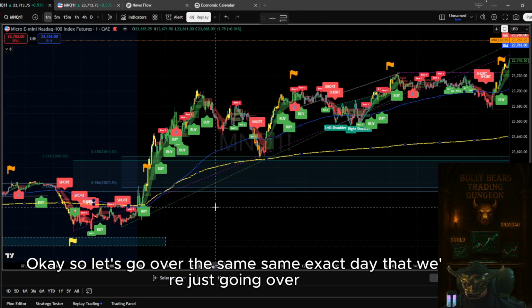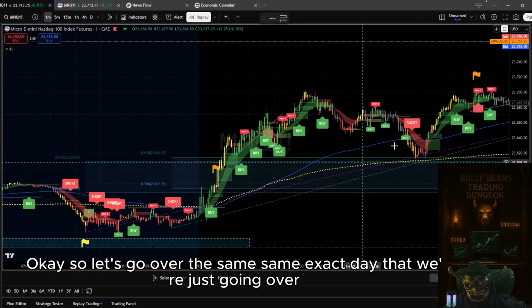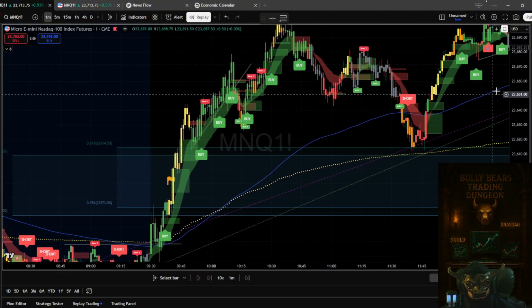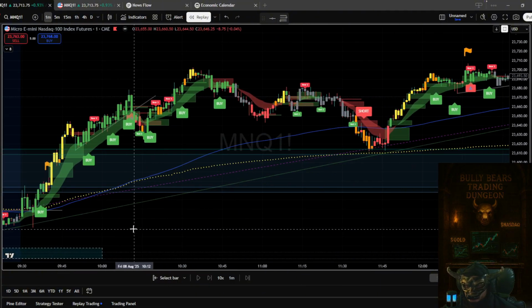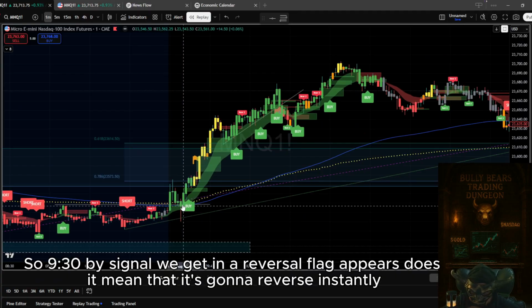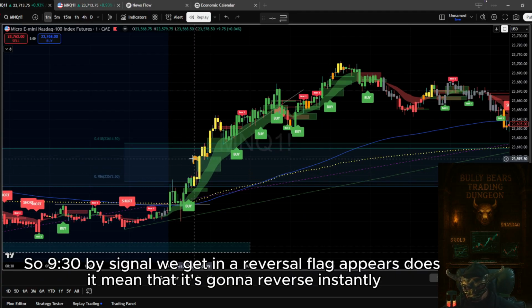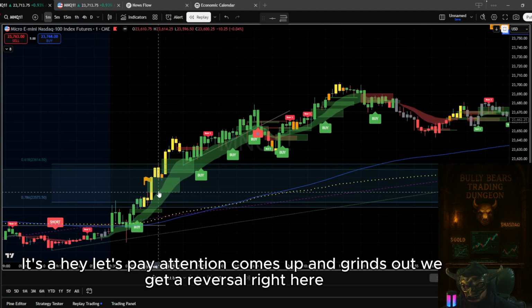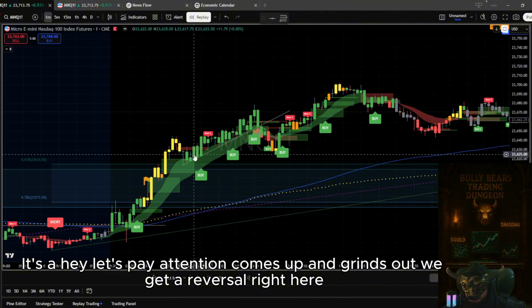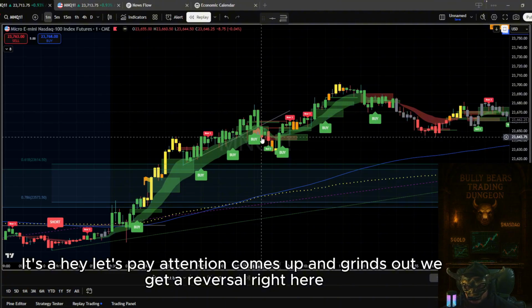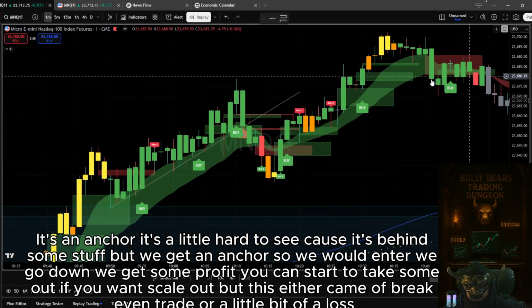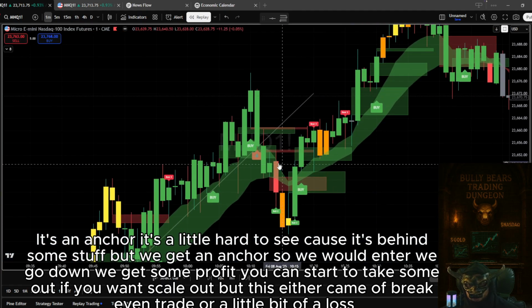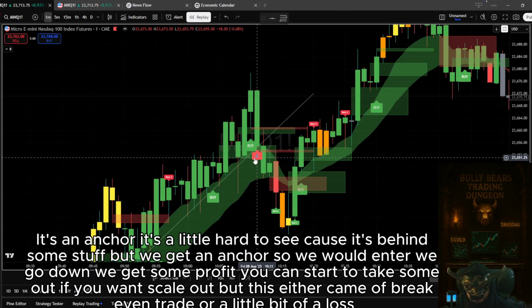Okay, so let's go over it. The same exact day that we're just going over. So 9:30, buy signal, we get in. A reversal flag appears. Doesn't mean that it's going to reverse instantly. It's a "hey, let's pay attention." Comes up and grinds out. We get a reversal right here. It's an anchor. It's a little hard to see because it's behind some stuff, but we get an anchor.